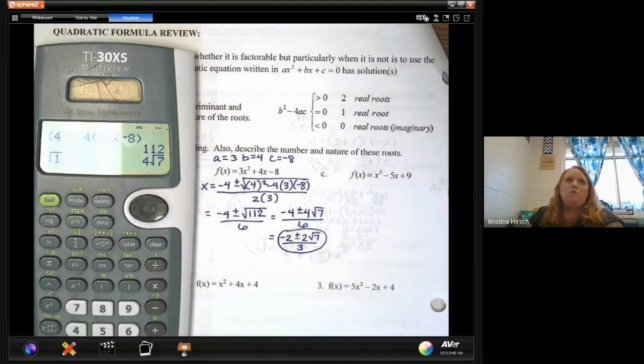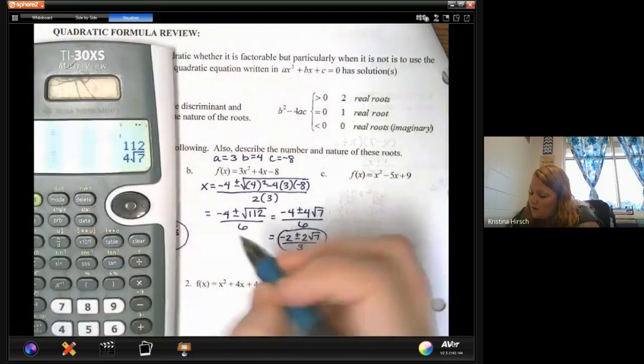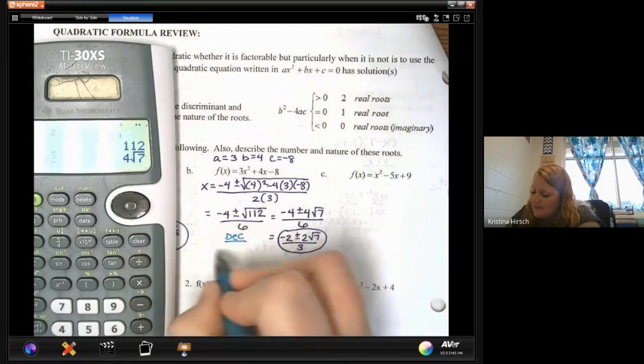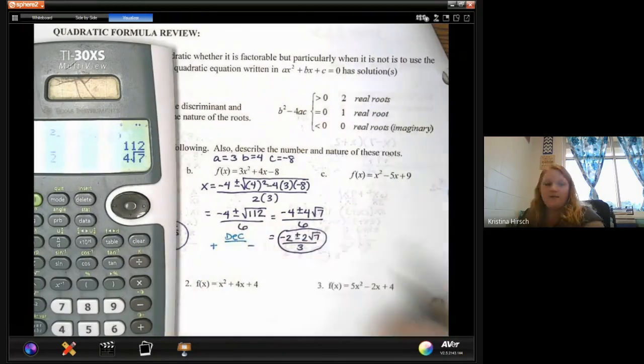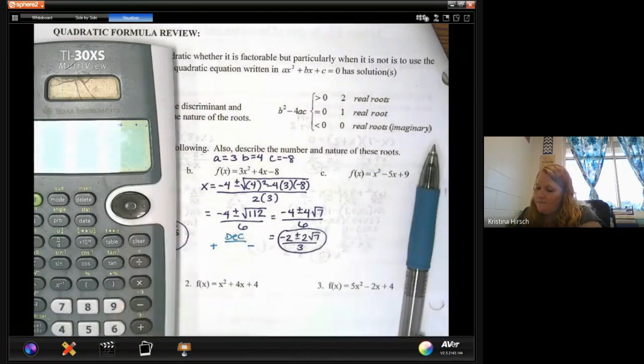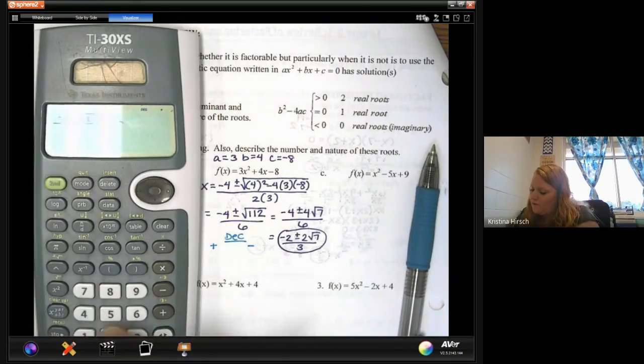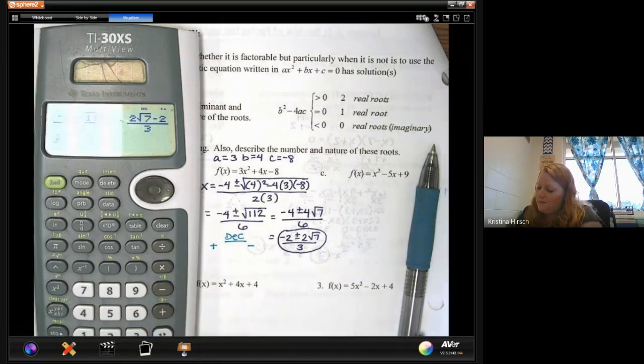But if I wanted to actually see where it's going to cross my x-axis, then I might be more interested in a decimal answer. So I'm going to show you that instead. If I wanted a decimal, I need to do this problem twice: once where I add, once where I subtract. So in my calculator, I'm going to use the n over d button right here. And I'm going to say -4 plus the square root of 112 over 6. I get something kind of weird, but that's okay. I'm going to hit the double arrow down here at the bottom, and I'm going to convert it to a decimal.